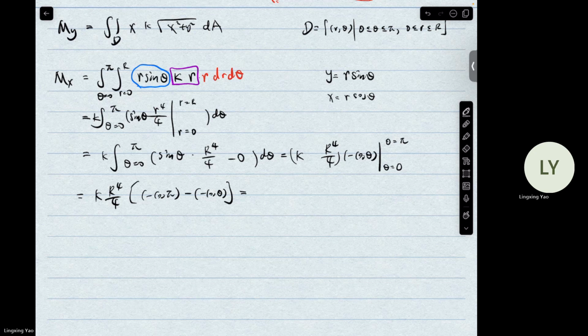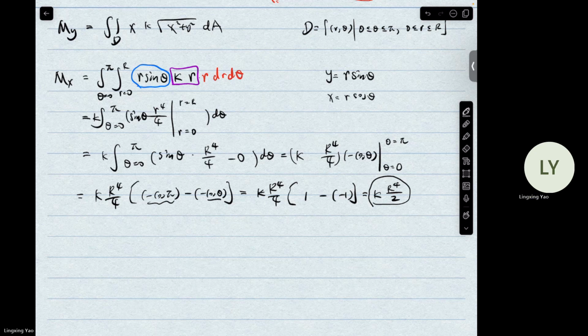So we have negative k times R to the 4 over 4 multiplied by, what is this? Cosine pi is negative 1. Is that right? So cosine pi is negative 1, so negative of negative 1 is positive 1, minus cosine 0, which is 1. So this is what we have in the bracket. Oh, so it's becoming 2, right? So this is k times R to the 4 over 2.